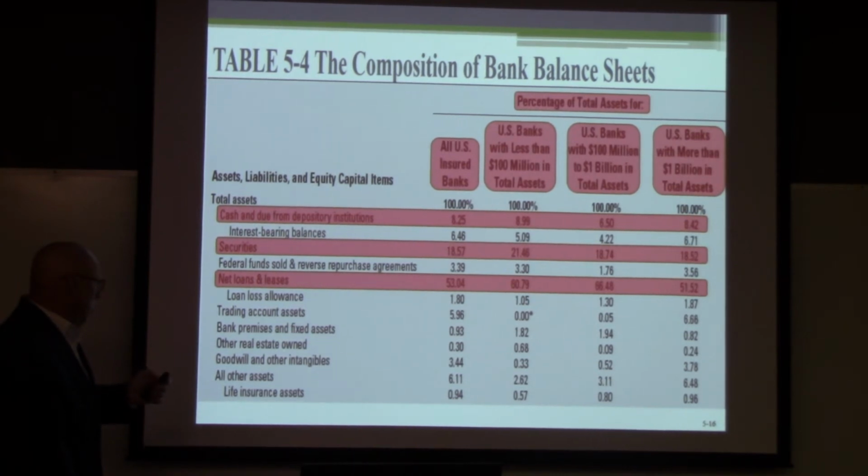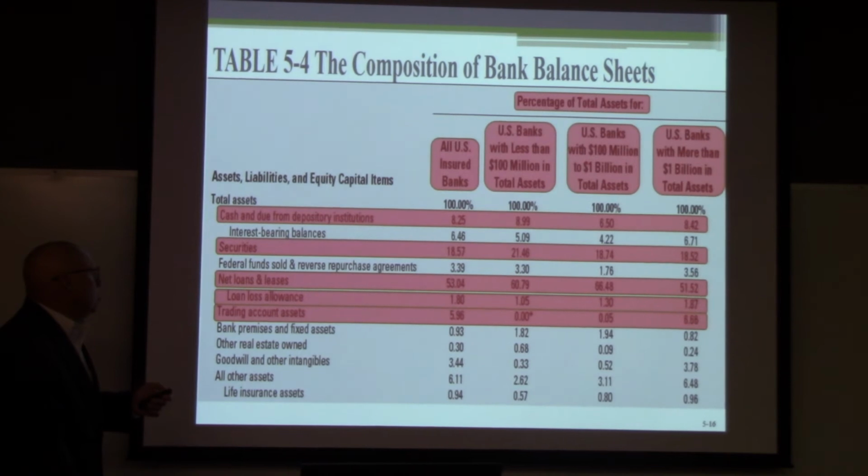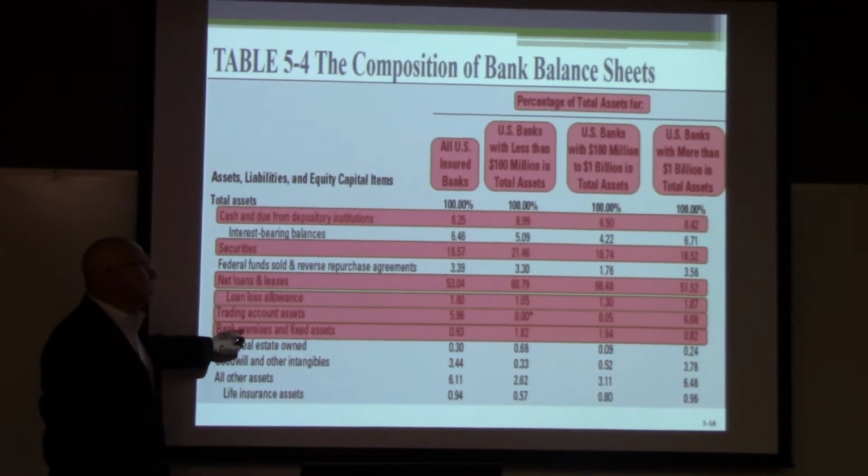And you can see the loan loss allowance at 1% for small banks, all the way up to 1.9% for large banks. And that's because large banks make large loans, larger and riskier loans. And you can see trading account assets only at the large banks.